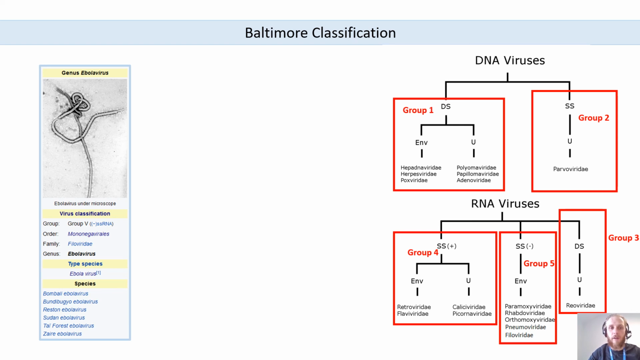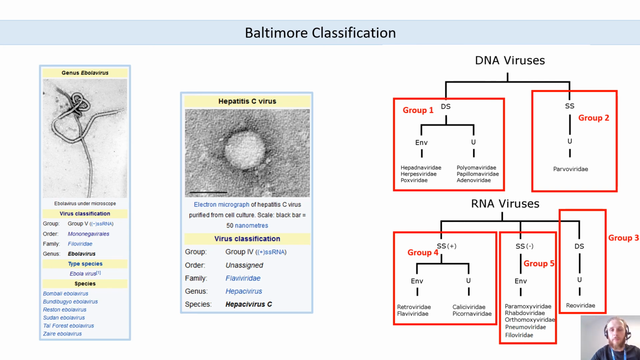Back to these Wikipedia diagrams that we see. Just to clarify what we're seeing when we look at the group information here. So we have Ebola virus. The group here says group 5, and in brackets negative single-stranded RNA. So it is a group 5 virus on the Baltimore classification system, which if you look back at the diagram we just looked at, means it is a negative single-stranded RNA virus, and it expresses its genome just like the other negative single-stranded RNA viruses.